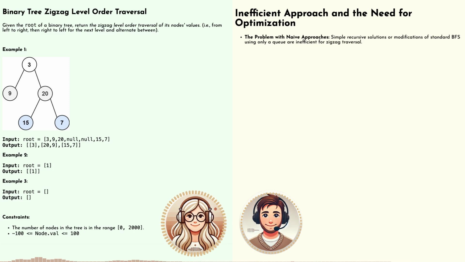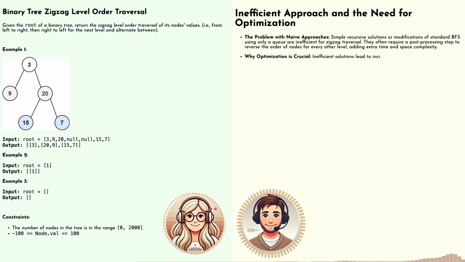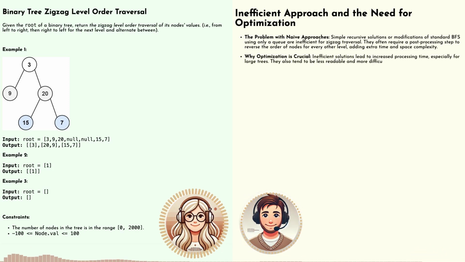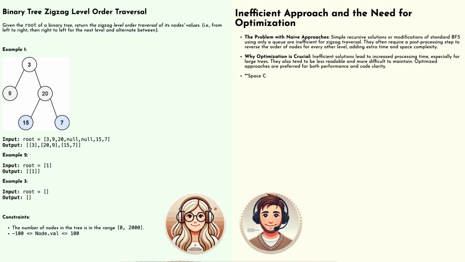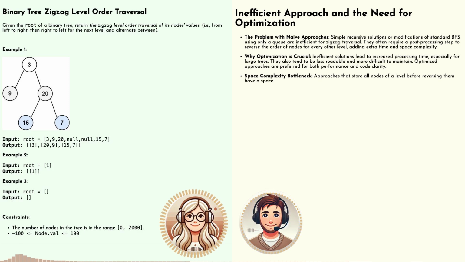Can't we just do a regular level order traversal and then reverse every other level? That's what immediately came to mind for me, too. It seems like a simple enough solution. What's the problem with that approach? Well, it works, but it's not very efficient.